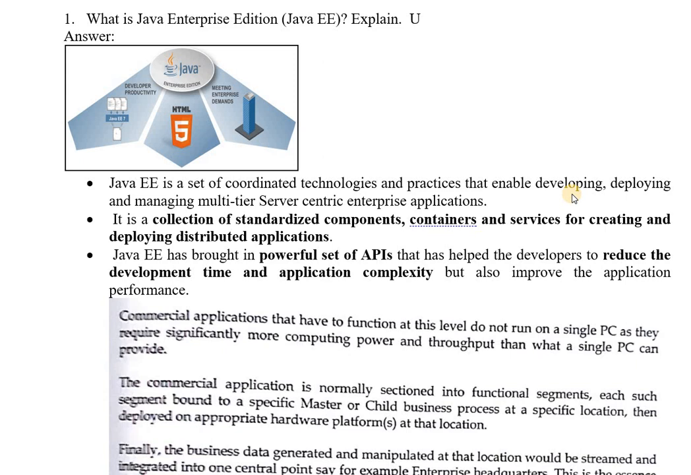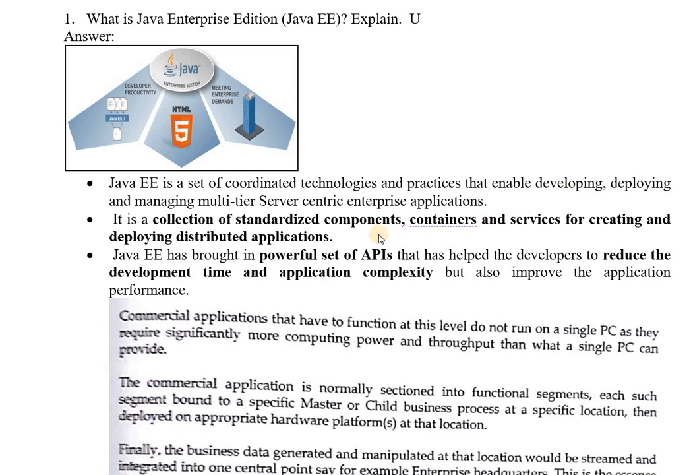Multi-tier: the application is divided into different sections, different tiers. It is a server-side technology. The main program is going to run on the server. The client will try and access the server. And it is for enterprise applications. The scale of the enterprise applications is much more as compared to normal desktop-based applications.